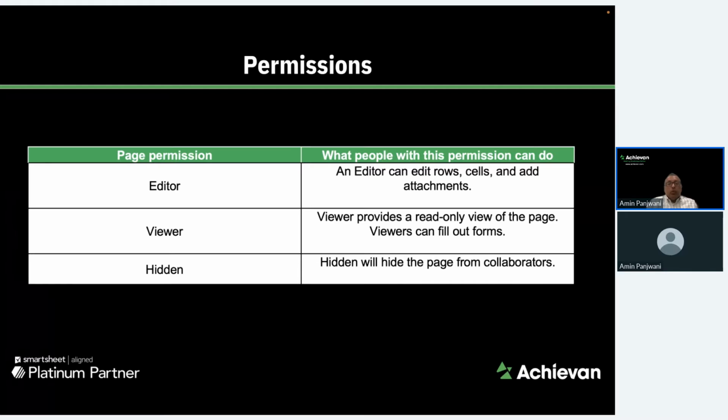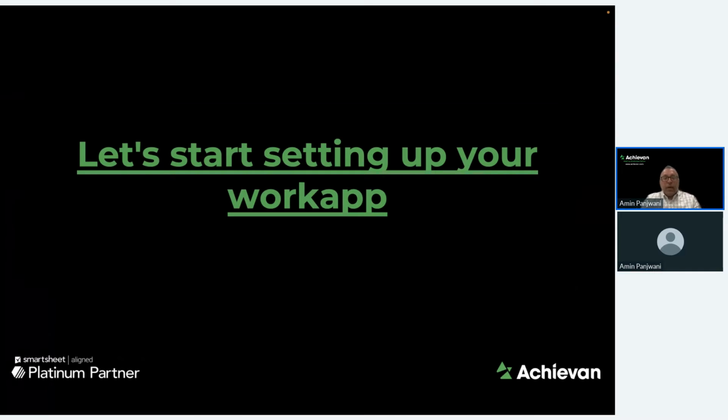Second is a viewer. Those who only have view access can view the data and content within the published page. Viewers can also fill out forms that you give them access to in the Workapp. And finally, hidden. These are the individuals or collaborators who may not have access to certain pages. So when we add our pages, we can configure the access level for the individuals as well. We can provide them either editor, viewer, or hidden, where they won't be able to see that particular content or page.